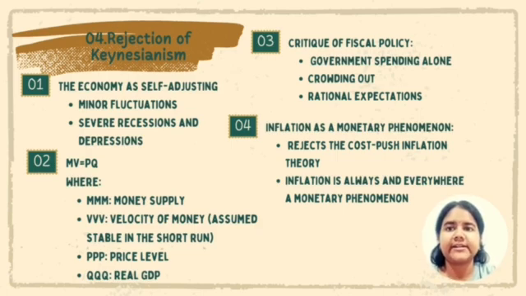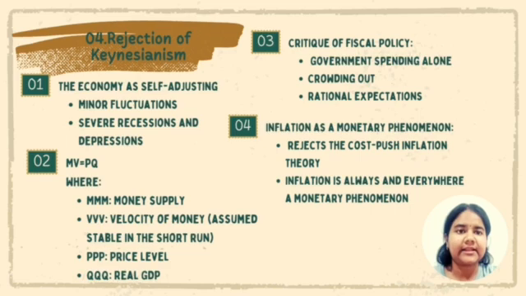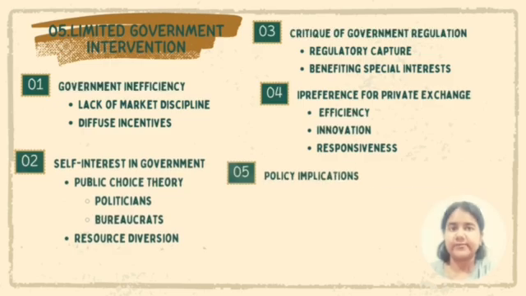The fourth point here is inflation as a monetary phenomenon. The Chicago School firmly rejects the cost push inflation theory, which attributes rising prices to factors like wage increases or supply chain disruptions like oil shocks. Instead, they assert that inflation is always and everywhere a monetary phenomenon. It occurs only when the money supply grows faster than the economy's productive capacity. For instance, sustained inflation cannot be explained solely by rising wages or input costs unless these are supported by excessive monetary expansion. The fifth tenet is limited government intervention.